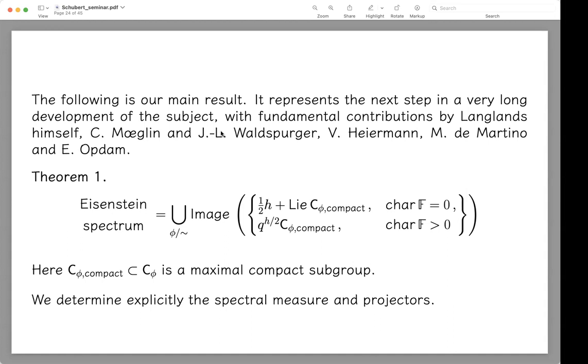And so anyway, the answer is that this spectrum is always the image. You take the union over all conjugacy classes of SL2 homomorphisms, and you take, in the additive case, half the characteristic plus the Lie algebra of the maximal compact, or in the group, in the positive characteristic, you take Q to the characteristic over two plus the actual compact subgroup. And not only do we determine the spectrum, we actually give an explicit formula for the spectral decomposition.